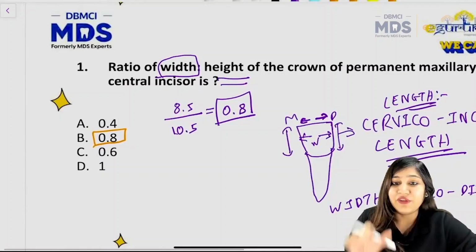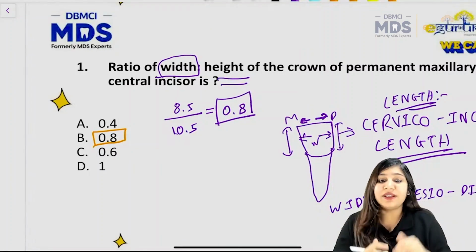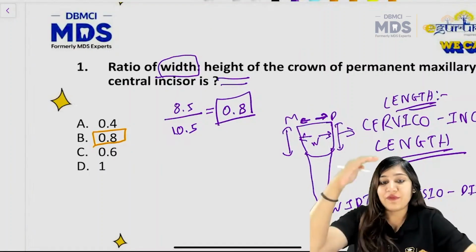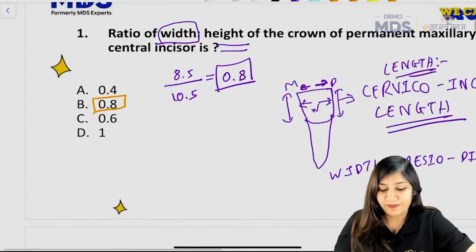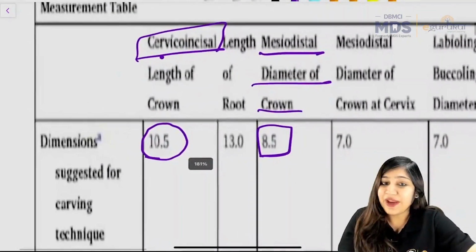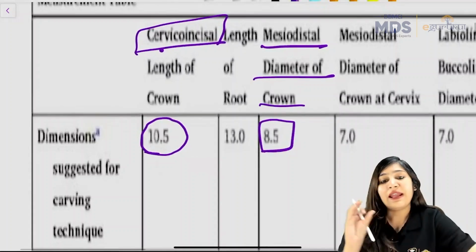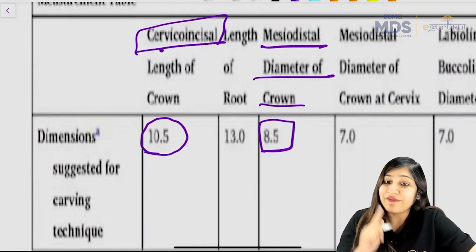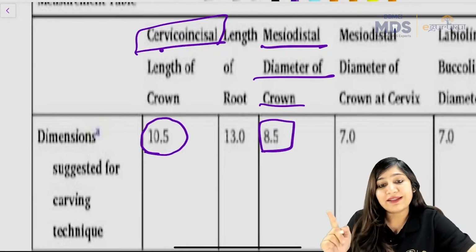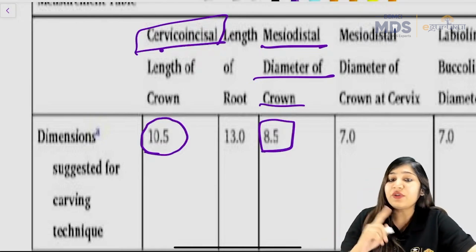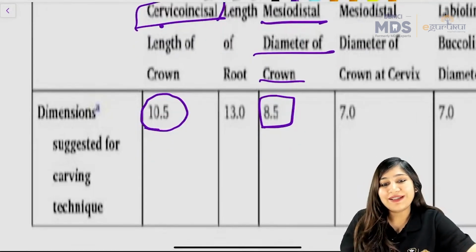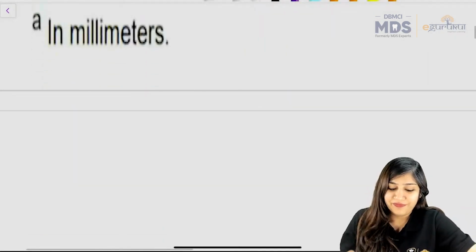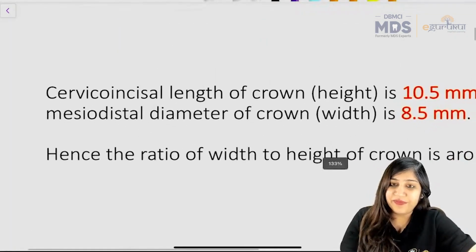Understood? So width is basically the mesiodistal dimension. Height is basically the cervico-incisal length of the crown. Cervico-incisal length is 10.5 and mesiodistal dimension is 8.5. So it is as width is to length, meaning 8.5 is to 10.5. So our correct answer will be 0.8. Right.